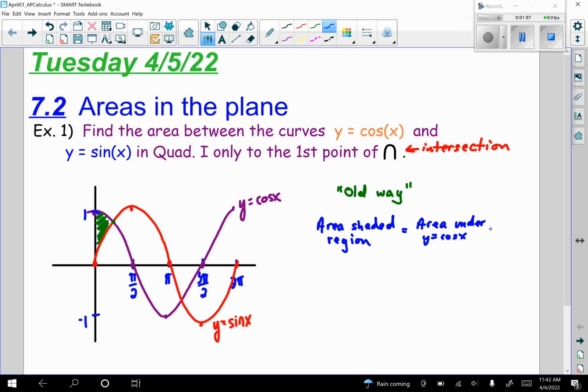and the x-axis. And then we would subtract, so imagine if we had to find this whole area right here, and then if we subtracted this area right here, we would be left with the green area. So it would be a subtraction. So the area under y equals cosine x minus the area under the curve of y equals sine x. So we'll go through it this way, and then we'll show you a more efficient way to do this.